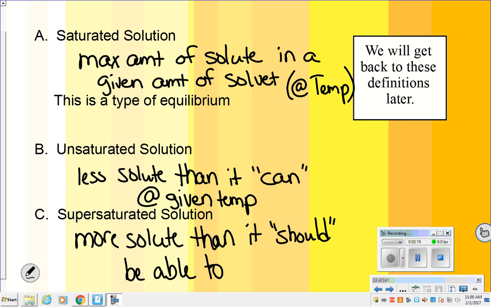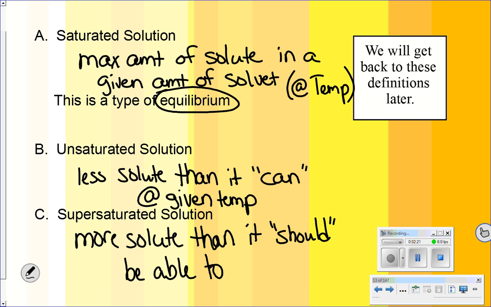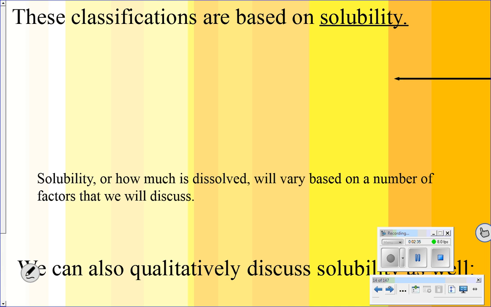A saturated solution is a type of equilibrium. What this actually means is that solute is continually trying to become undissolved and redissolved in that solution. Again, we'll talk more about these definitions later.